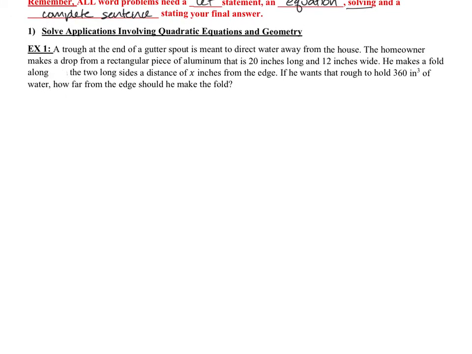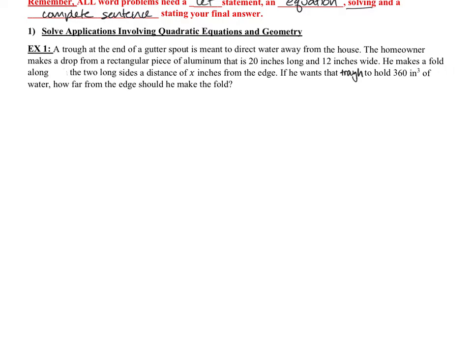Alright, so let's solve applications involving quadratic equations and geometry. So if it's a geometric problem, either the diagram will be given to you, or you can draw your own, and if you draw your own and label it, then you don't actually need to give me a let statement.